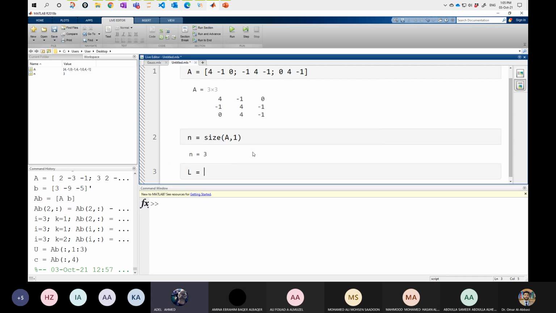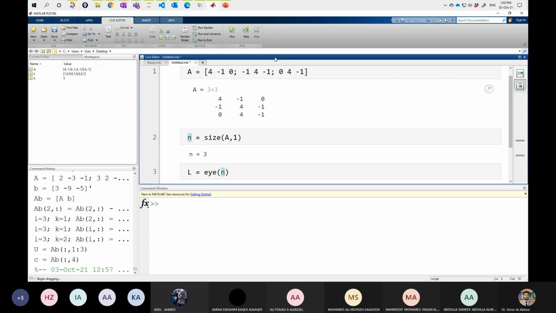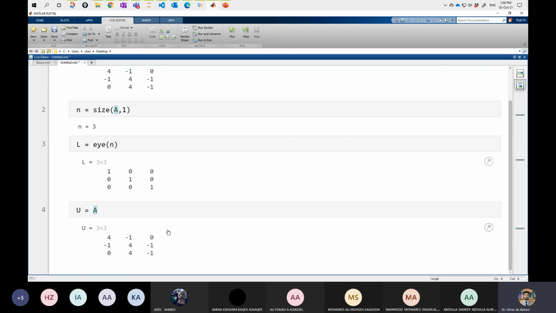L is equal to I N, right? Where N is a 3 by 3. Okay, that is done. Next, what shall I do? Initialize the U matrix. Initially, what was U? The first step: U is equal to A. U is equal to A, exactly. Okay. Now U is equal to A.